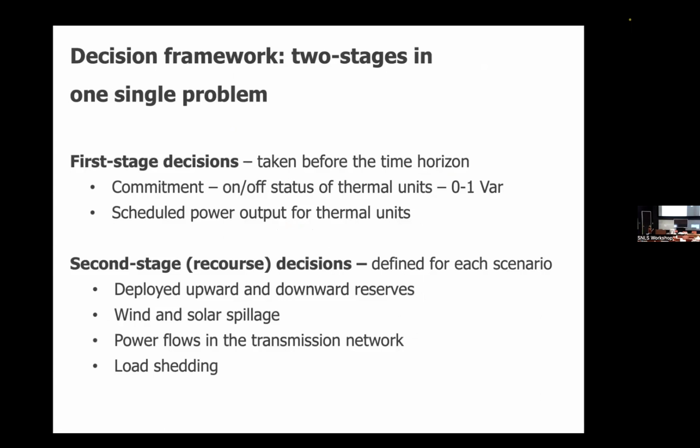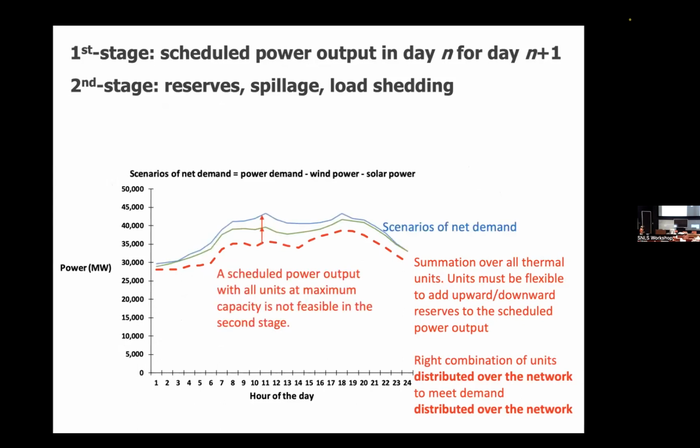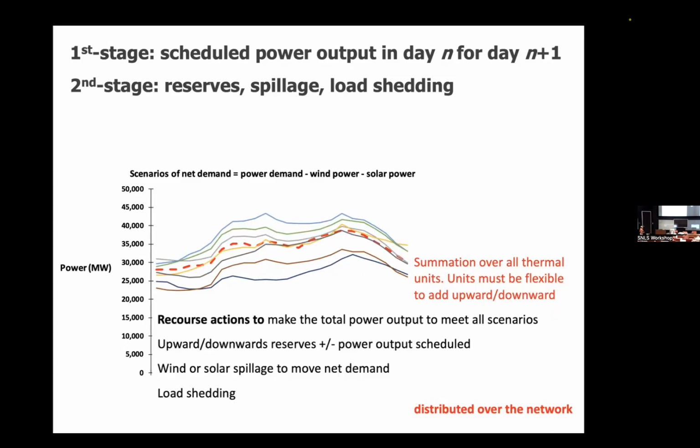So that means that for this problem, we'll decide when it is on or off. And then for each scenario, we need to be able to be feasible in terms of the transmission network. So what it means is that if we have a total power output for the next day like this, we must be able to get the right combination of units to go up or to go down. So the model has to determine for each unit how much reserves they are providing to the system for the next day. And these are kind of our recourse actions in our model.